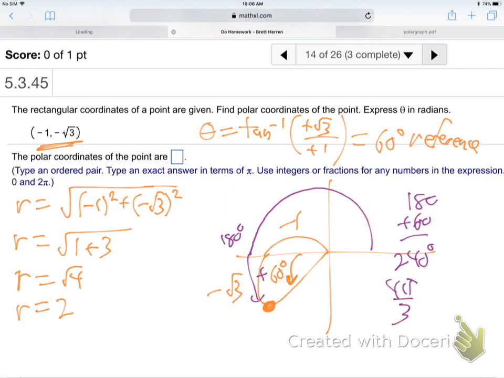So our final answer then is r, which is 2, theta, which is 4 pi over 3. That's the same point as the original one given in rectangular coordinates, now given in r theta coordinates. Good there? Questions on that? Keep moving.